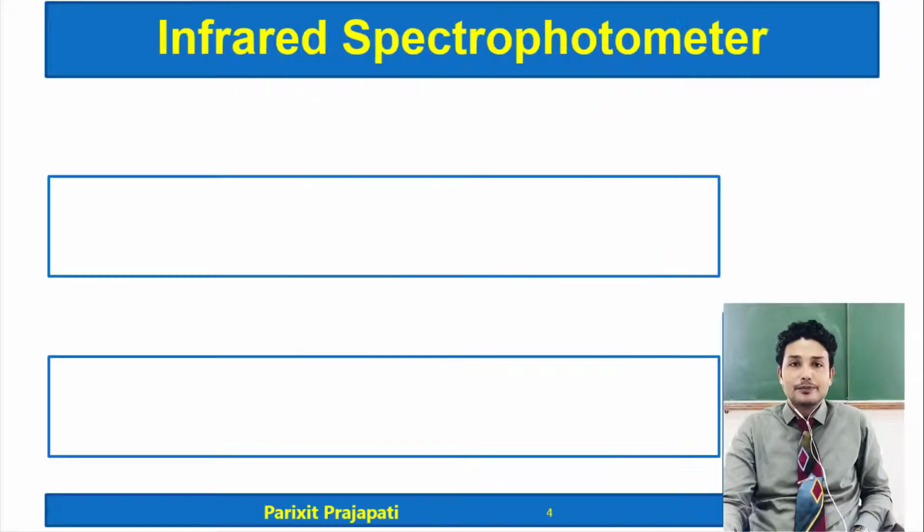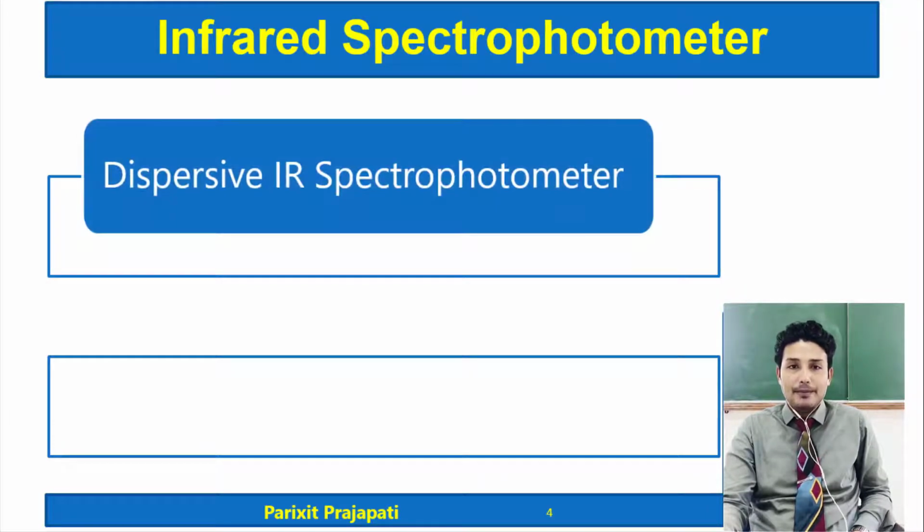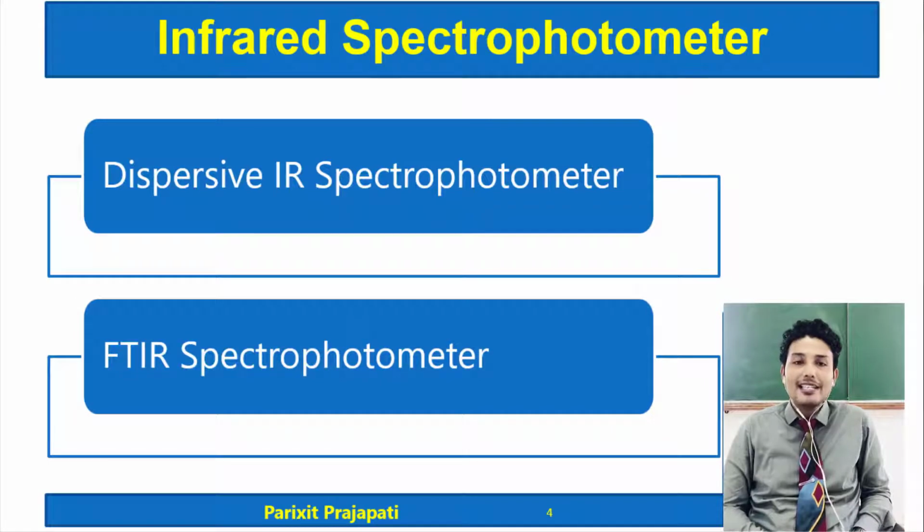Now basically IR spectrophotometers are of two types, dispersive IR spectrophotometers and FTIR spectrophotometers. Dispersive IR spectrophotometers again are of two types, single beam and double beam. FTIR spectrophotometers are Fourier transform infrared spectrophotometers. For that again we have a separate session. So here the point of discussion is dispersive IR spectrophotometer, and that is double beam. We are going to discuss double beam.